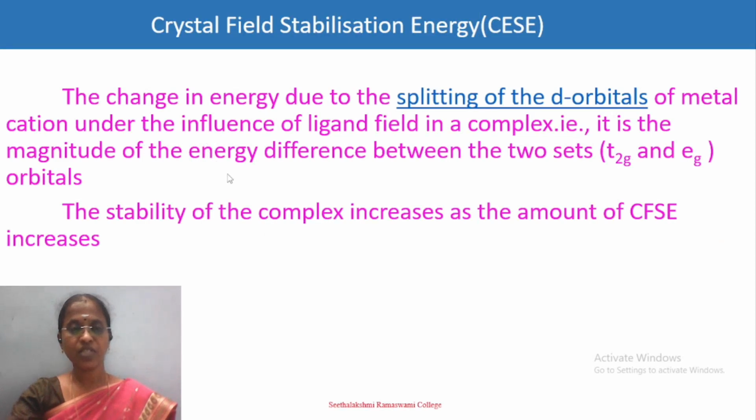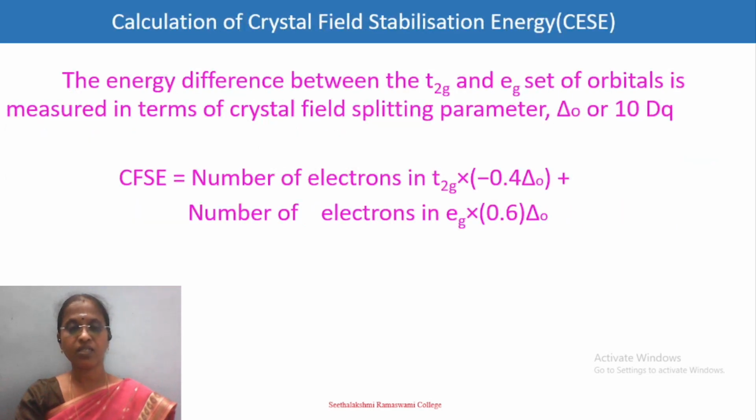Crystal field stabilization energy is defined as the change in energy due to splitting of the d orbitals of the metal cation under the influence of the ligand field in a complex. That is, it is the magnitude of the energy difference between the two sets, T2G and EG orbitals. The stability of the complex increases as the crystal field stabilization energy increases.